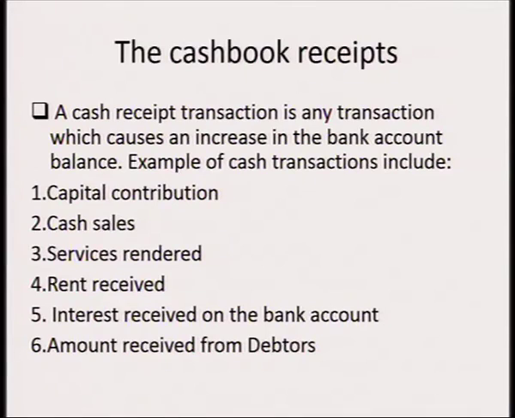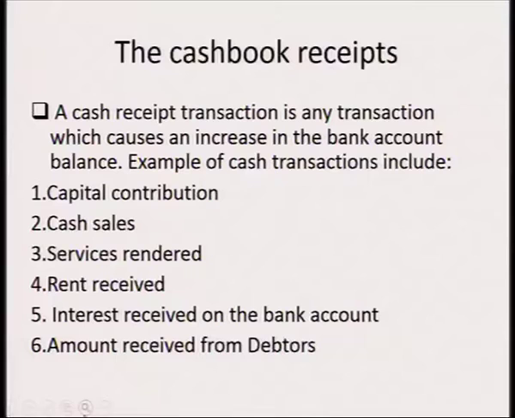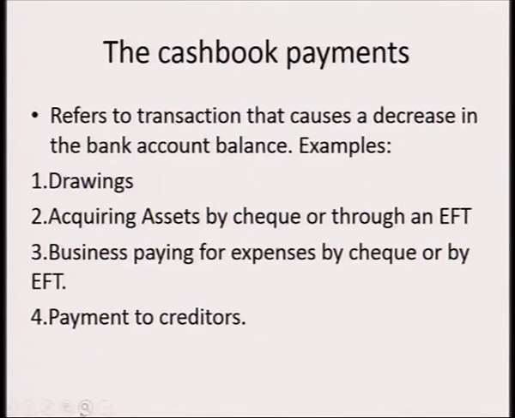Then interest received on the bank account. When you have your money on a fixed deposit, let me say at FNB or Standard Bank, the amount of interest that you are earning as part of the agreement between the customer and the bank is also cash coming into the business. And the amount received from debtors. The people that owe us money, we call them debtors. So when they pay us money, cash is also coming into the business.